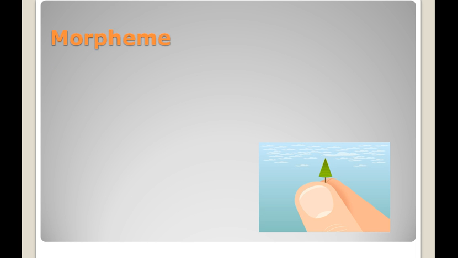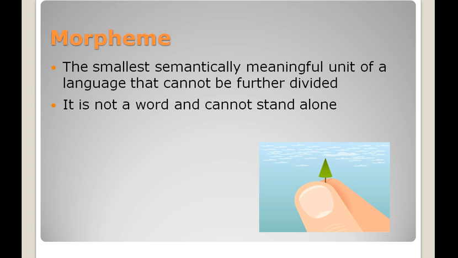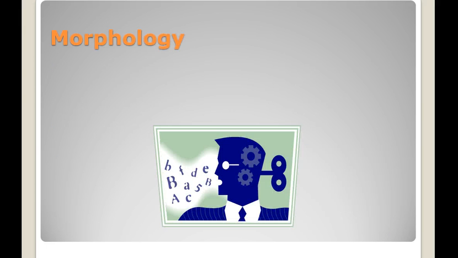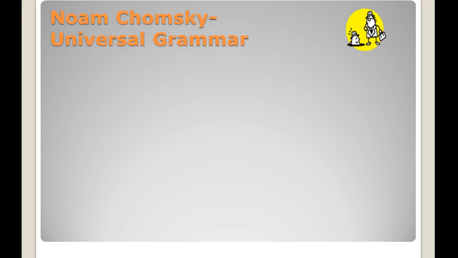Linguistics, of course, is the study of language and its structure, including the study of morphology, syntax, phonetics, and semantics. Morphemes are the smallest semantically meaningful unit of a language that cannot be further divided. They're not words and they can't stand alone, but they make up words. Morphology, the patterns of word formation in a particular language, including inflection, derivation, and composition.